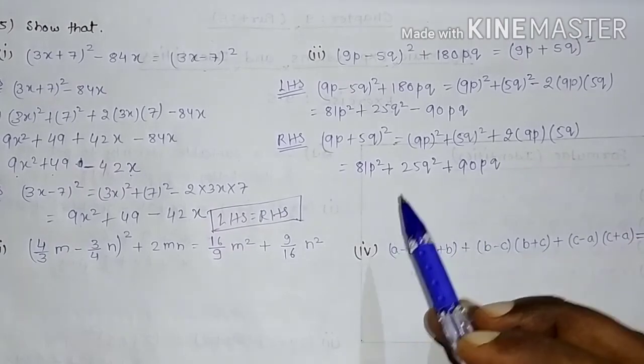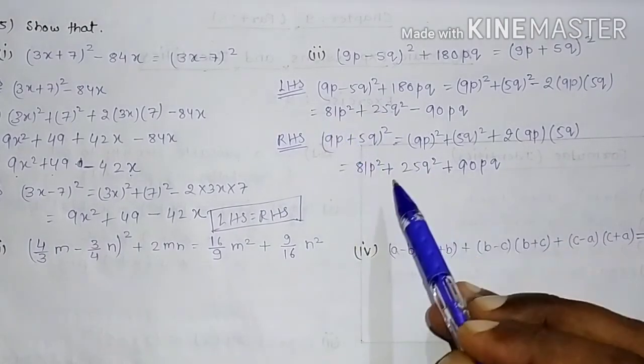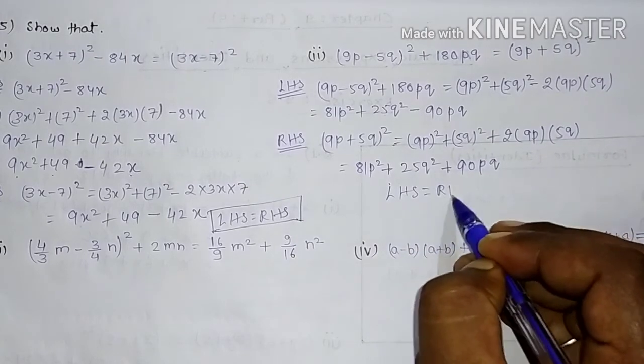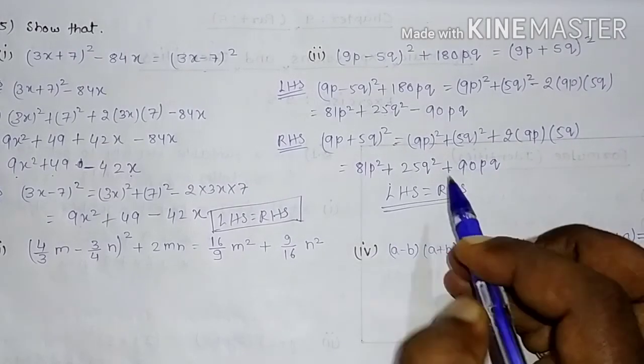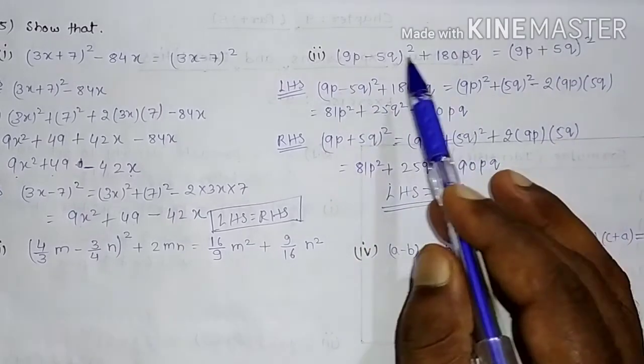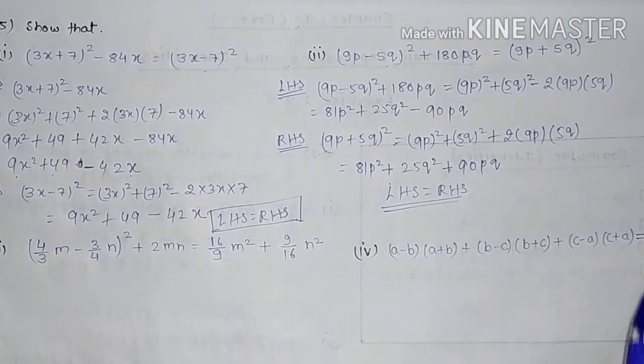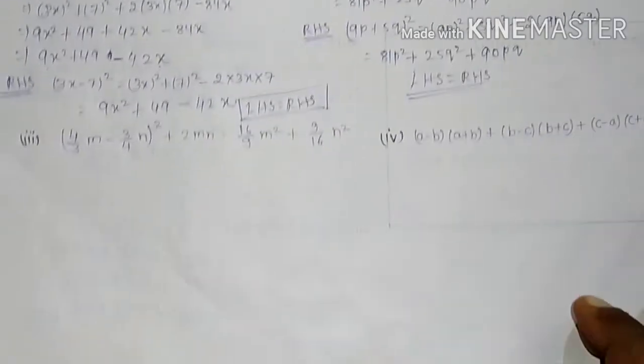Now let's see, LHS is equal to RHS. So this is proved. This statement is correct. This expression is correct, where LHS is equal to RHS. Now the next question, that is question number 3.